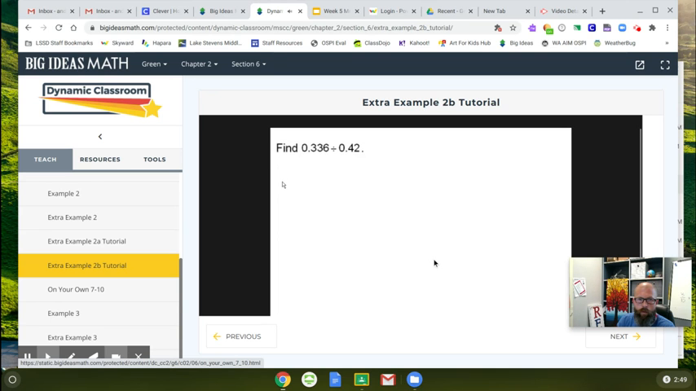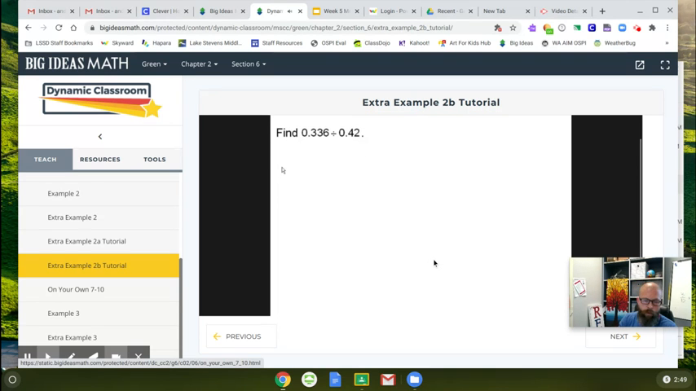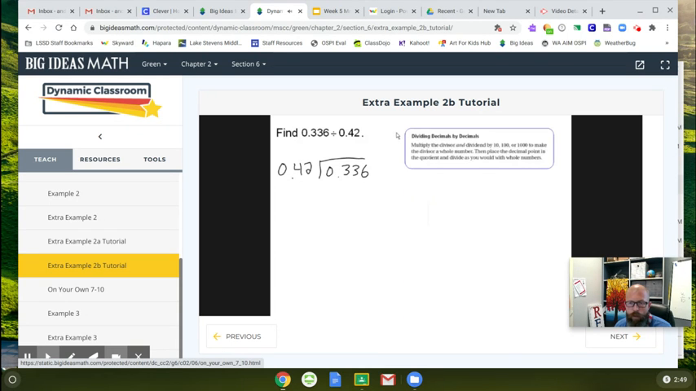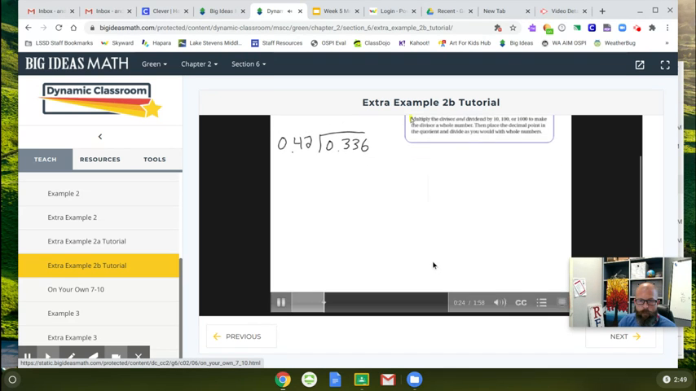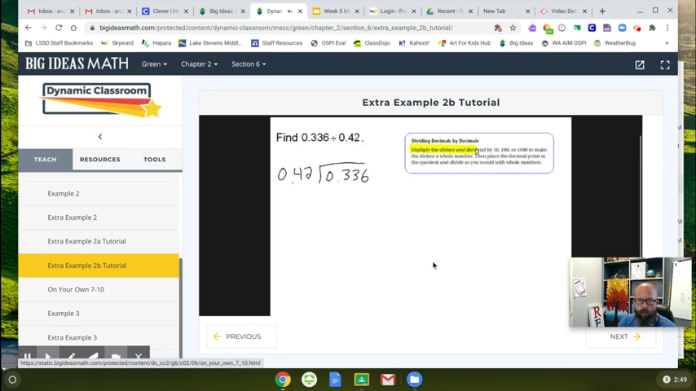Find 336 thousandths divided by 42 hundredths. Start by setting up long division with the divisor on the left and the dividend on the right. So this one we need to move it 2 places. I'm not sure if you can hear the guy, but when dividing decimals by decimals, multiply by 100. Multiply the divisor and the dividend by 10, 100, or 1000 to make the divisor a whole number. In this case, we want to multiply by 100.